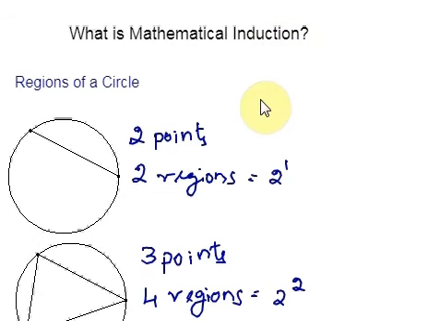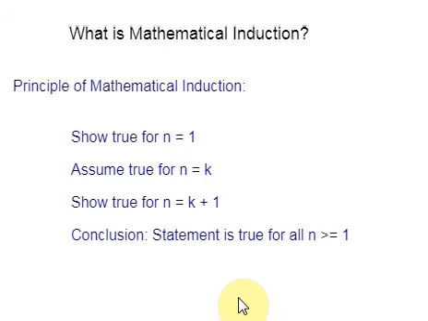Okay, let's see the principle of mathematical induction. The principle of mathematical induction is very simple. First, we have to show something works for the first time and assume that it works for this time, and then we will show it will work for the next time, and as a conclusion it works all the time. This is the principle of mathematical induction.